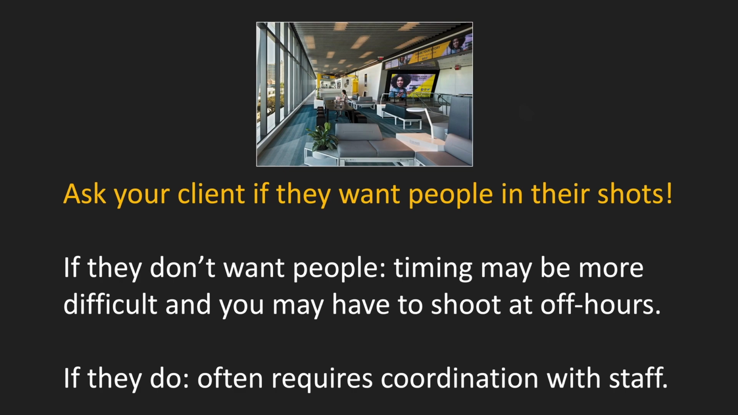Now, if they do want people, that's another whole situation for you, and you're going to have to coordinate it with staff. You're going to have to find people and get their unhesitating cooperation to sit in places, not to move around. Either one can be a chore, but you need to know from the very beginning of your session whether or not you want people in your shots.